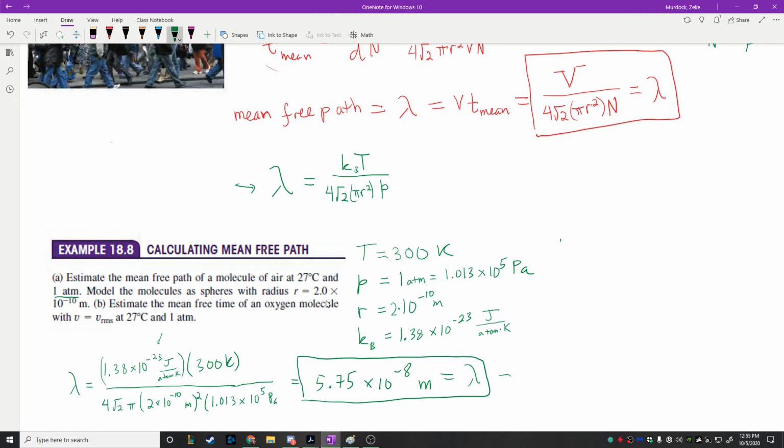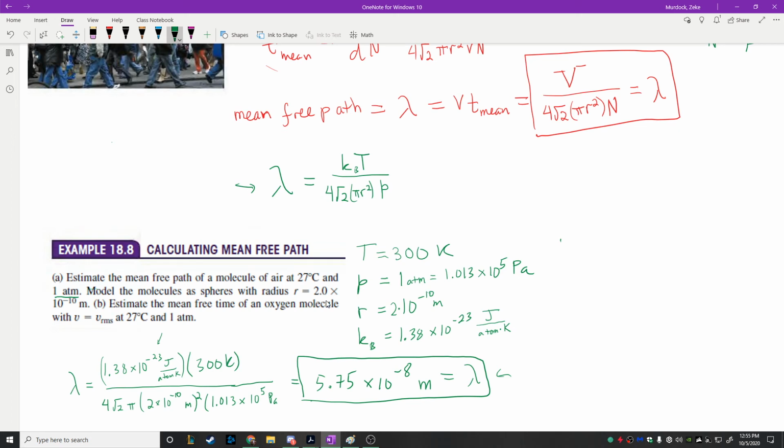So what does this tell us? It kind of tells you how far apart they are in a way, right? Not exactly how far apart they are, but, on average, how far they travel before they interact with each other. So it does give you some semblance of the spacing, to some extent. Okay, angstrom is 10 to the negative 10. That's reasonable. So that's the mean free path in this case.